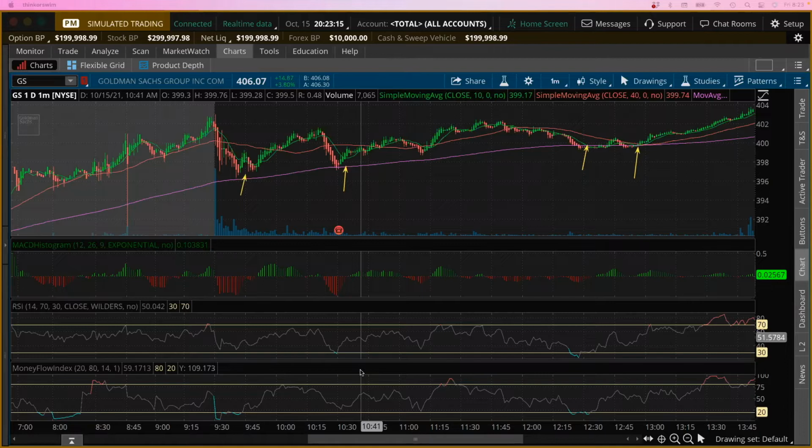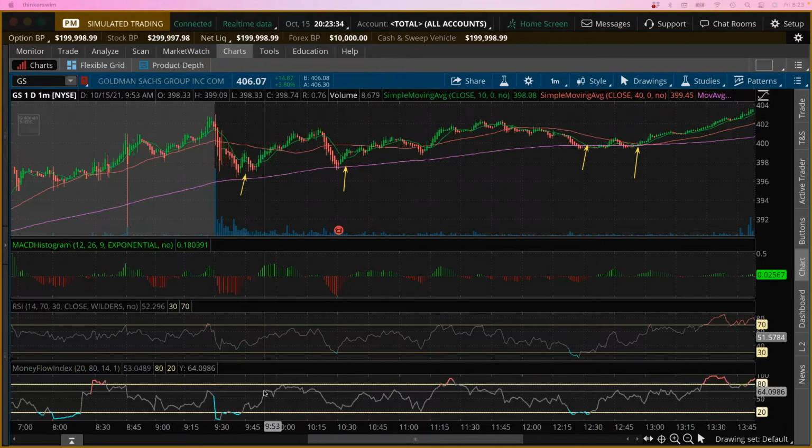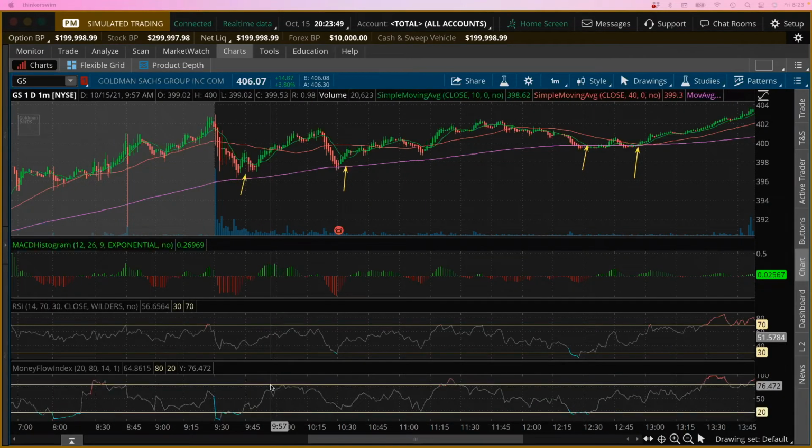Now, you have to keep in mind that while these indicators are doing their job, they're also a little delayed. So look at this right here. At 9:53 is when the MFI, money flow index, let's say it essentially peaked. Because for me, this is a peak. I don't wait for it to hit this line. But the price kept going up.